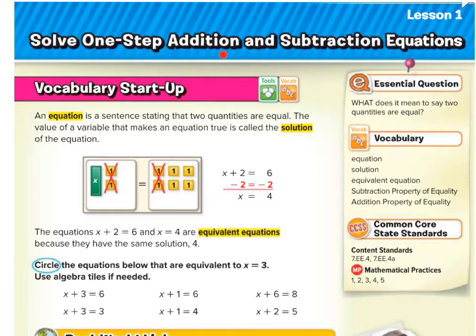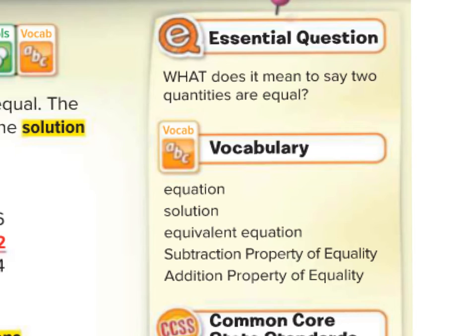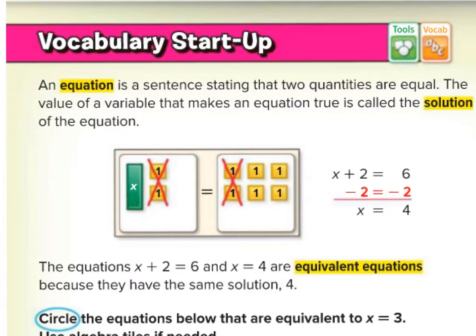Solve one-step addition and subtraction equations. In this chapter we're going to be asking the essential question, what does it mean to say two quantities are equal? And for vocabulary we're going to look at equation, solution, equivalent equation, subtraction property of equality, and addition property of equality.